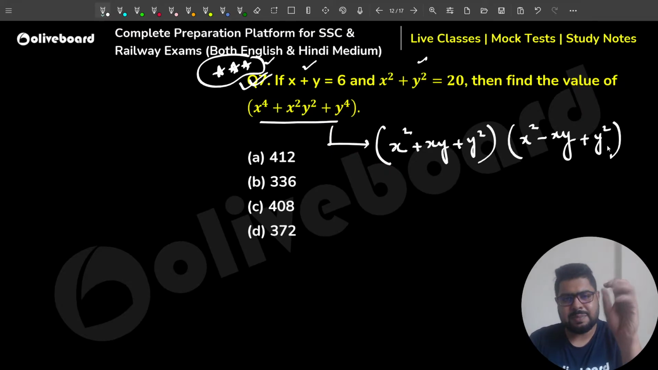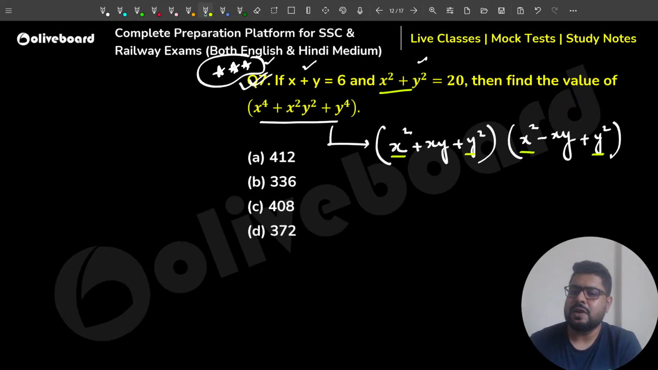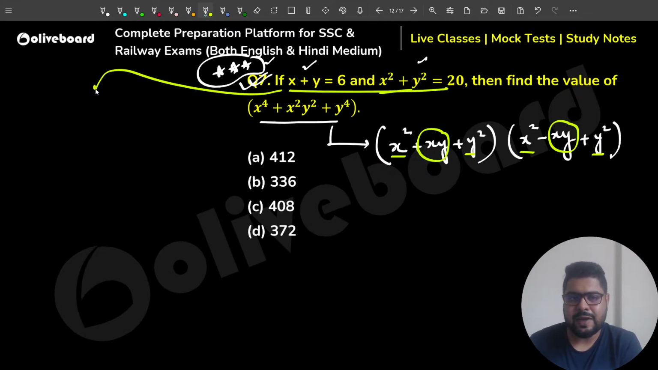Again, like the proof I've shown you multiple times, write down 2x square y square minus x square y square. So ultimately, you see we have the x square plus y square value. The only thing that is missing is the value of xy. So let's try to combine these two in order to find the value of xy.